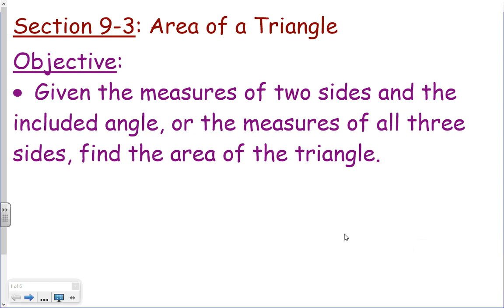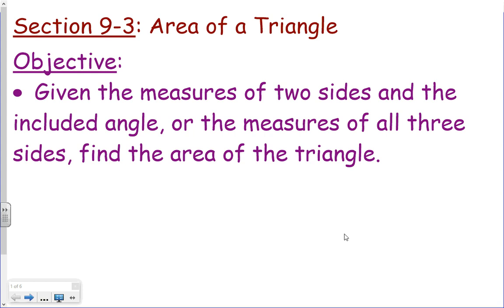All right, open up your book to section 9-3. We are on page 450 in your book, and the title of this section is Area of a Triangle. The objective here is, given the measures of two sides and the included angle, that would be side, angle, side, or the measures of all three sides, that would be side, side, side, we want to be able to find the area of the triangle.